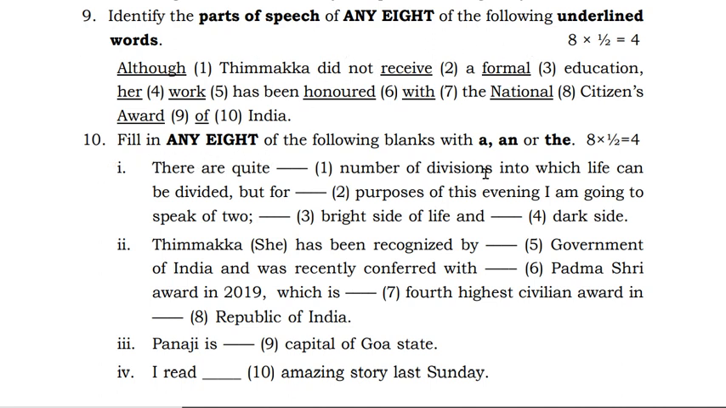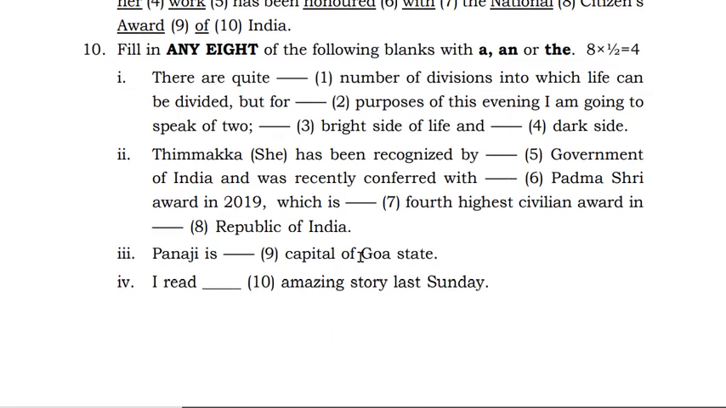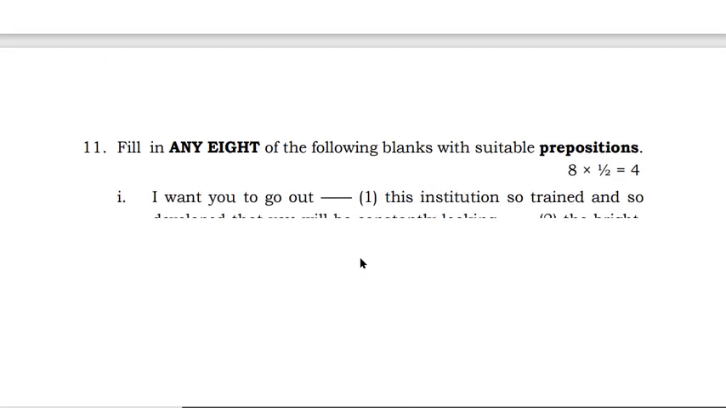Then the 10th one is about articles. We have to fill in the blanks with suitable articles. Here also 10 blanks are there, but if you attempt any 8, that's enough. Each correct answer gives you half mark, and the total is 4 marks. You should remember this. Here also, again I am saying, they may give from your textbook or other sources. Okay, right.